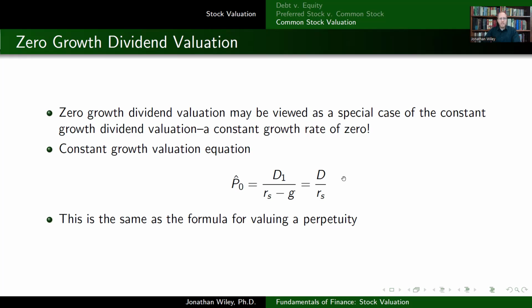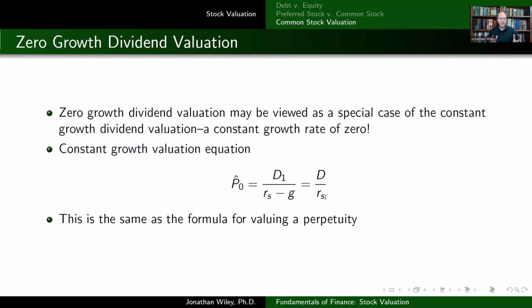So all I really need to do to find the value of a zero growth dividend stock is just take the dividend divided by the required rate of return. And that will give me the expected value or price of the stock, assuming the value and the price are the same. Just dividends divided by the required rate of return.